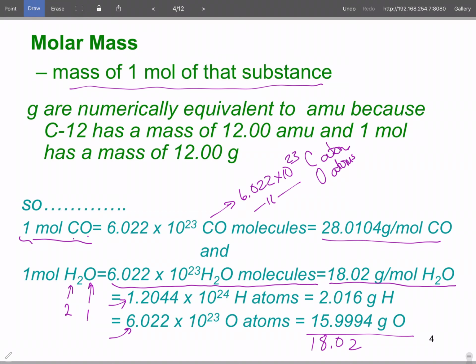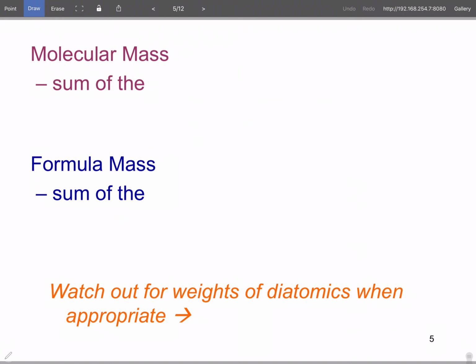Now, that is molar mass. Molar mass is the same thing as molecular weight. They are used interchangeably. It's the mass of 1 mole or the molecular mass, and it's the sum of the masses of all the atoms present.